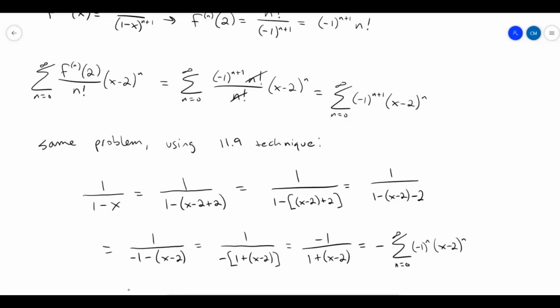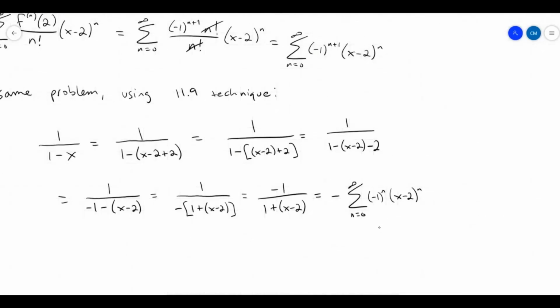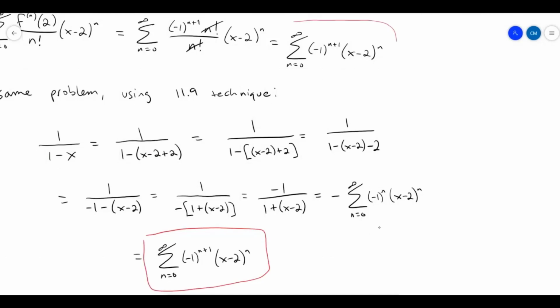And then notice further that that minus in front can be incorporated with the -1 to the n. And so you can write it like this, -1 to the n plus 1, x minus 2 to the n. Okay, so that's the technique from 11.9. And look at the answer that we got right here, right? Here's the answer we got from that section 11.9 technique. Here is the answer we got by this new technique that we just saw in 11.10.